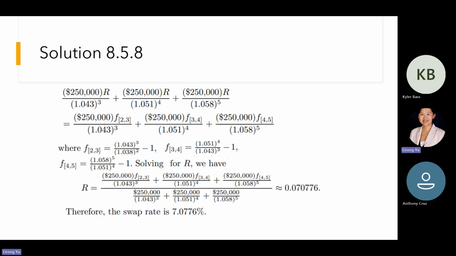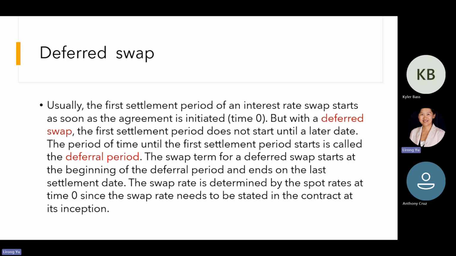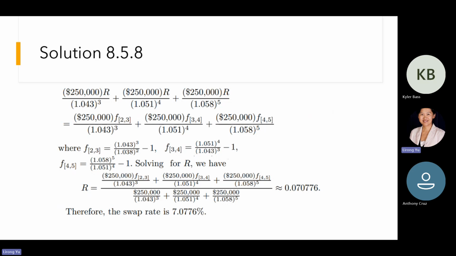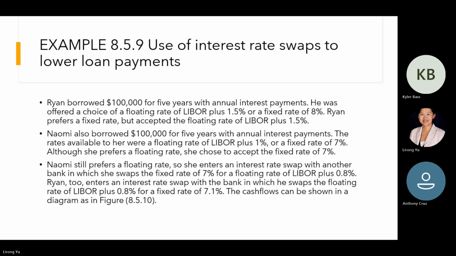So all of those, you can see if we did not defer, we would have 5 swap rate calculations. There are 5 on the left, 5 on the right, so it will make the numerator and denominator both longer. But in this sense, the calculation for the swap rate is very similar, deferred or not deferred. So this is an example of using the interest rate swap to lower the loan payment.